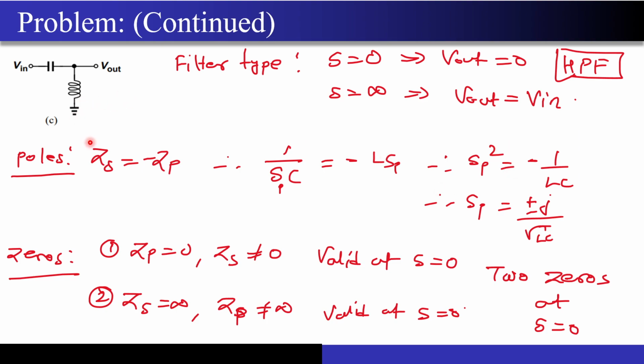Now how to find out the zeros? Again we have to enforce the two conditions. Put Zp equal to 0 over here. Can Zp become equal to 0? Of course it can, at 0 frequency. But at the same time I don't want my Zs to become equal to 0, or else I will be left with the 0 by 0 form. If I put s equal to 0 over here, I will get infinite impedance, and this condition is satisfied. So from this condition I got one zero at s equal to 0.